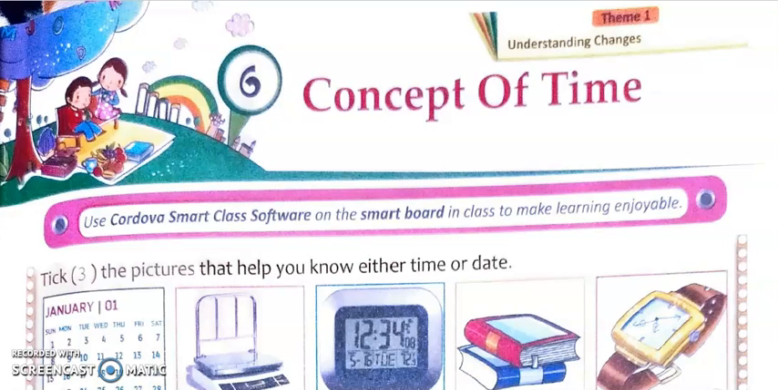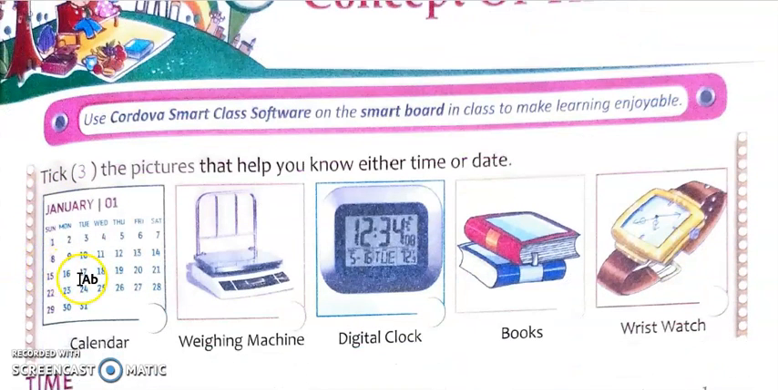And I think in this chapter of SST some points are there that you had learned in mathematics also. In maths we had done the chapter of time, so I hope all of you understood this chapter and you may give answers to some questions. Here, take three pictures that help you see either time or date. यहाँ पे जो पिक्चर्स है उसमें आपको बताना है कि उसमें हमें टाइम दिखेगा या डेट दिखेगी.